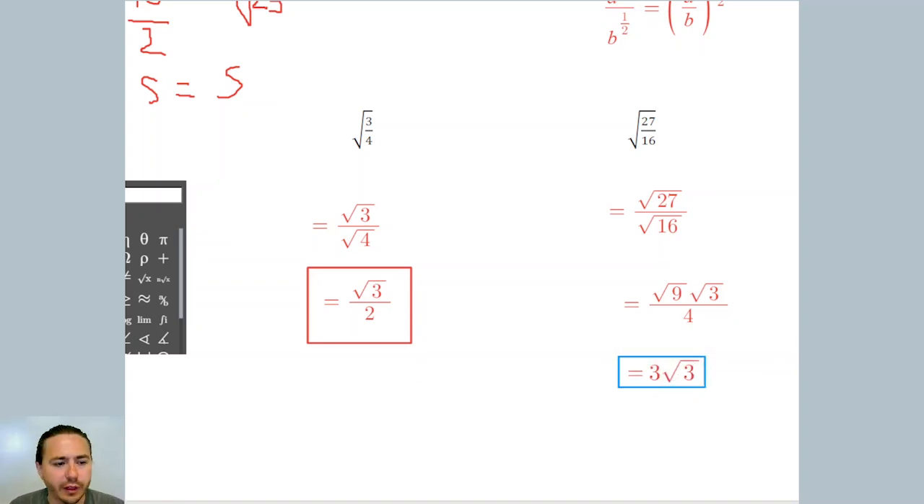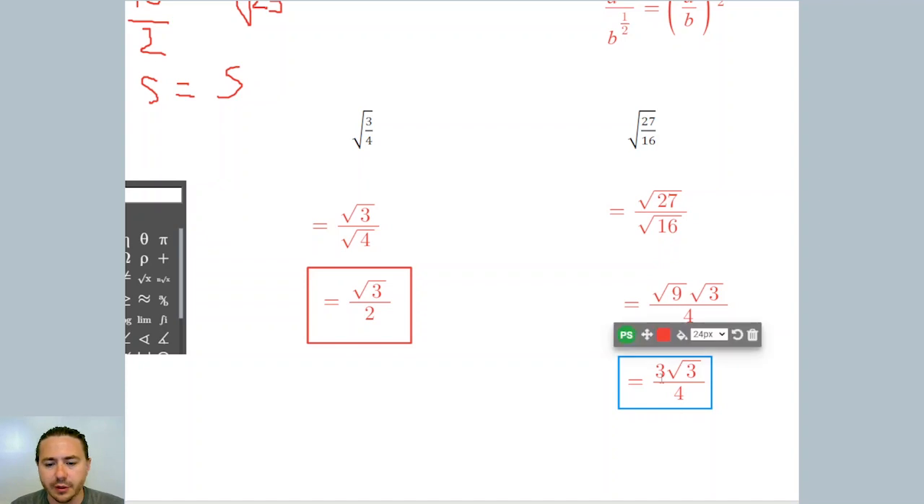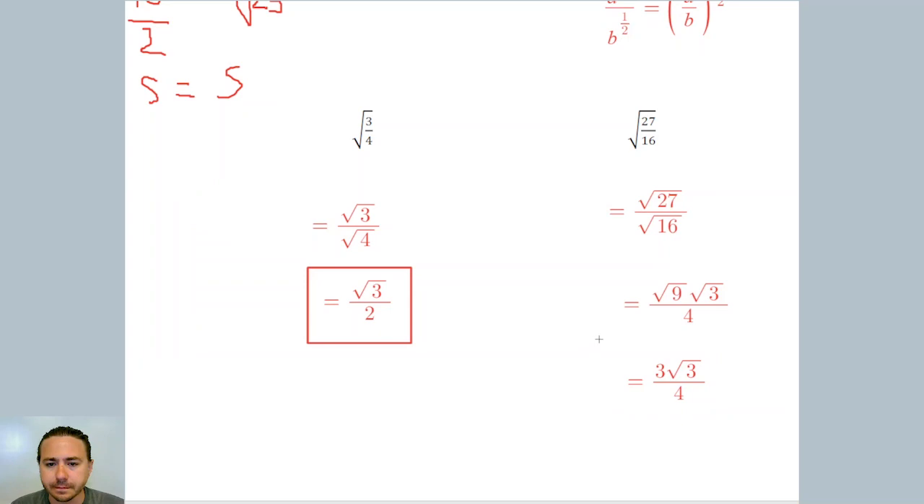Sometimes when you factor out that perfect square factor and you've got a fraction like this, you can even reduce further. Like, let's say that this number down here was a 6 instead of a 4. Then you could reduce this fraction over here. So if it was 3 over 6, you could reduce it to 1 over 2. And this root would be the same. That would not change when you reduce like that.